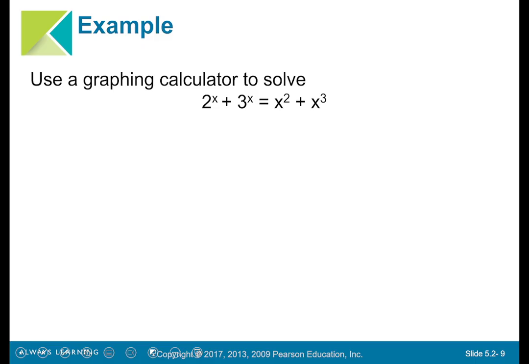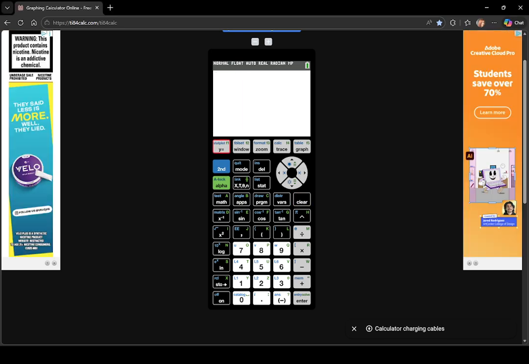But if we wanted to know where they're equal, then we're going to plot y1 equals 2 to the x plus 3 to the x. And we're going to plot y2 equals x squared plus x cubed. Now let's go to our graphing calculator and see what this looks like. We want to plot 2 raised to the x plus 3 raised to the x, enter, and then we want to plot x squared plus x raised to the third, enter.